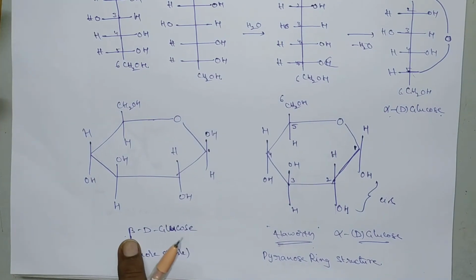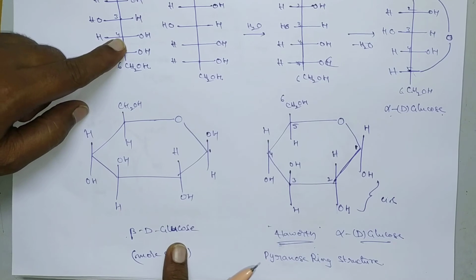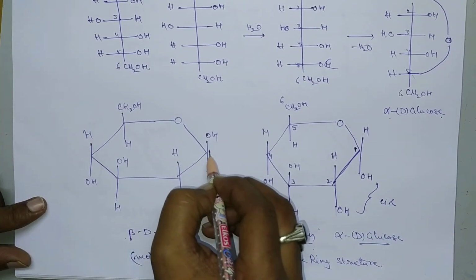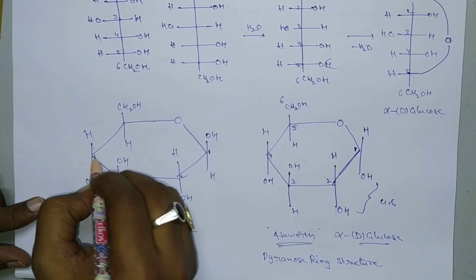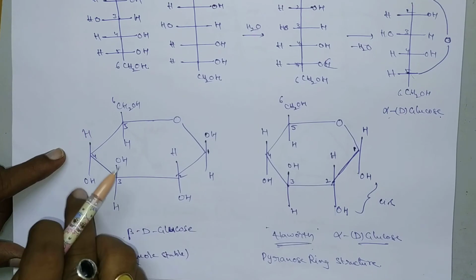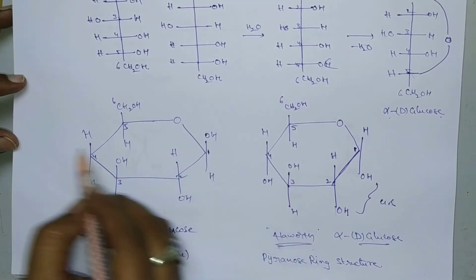Okay, so galactose. So from this beta D glucose, if you interchange the 4th carbon, then we get galactose. So here the 4th carbon is 1, 2, 3, 4, 5, 6. So here this is the 4th carbon. So by interchanging this 4th carbon, we get beta D galactose. So here I am writing beta D galactose.